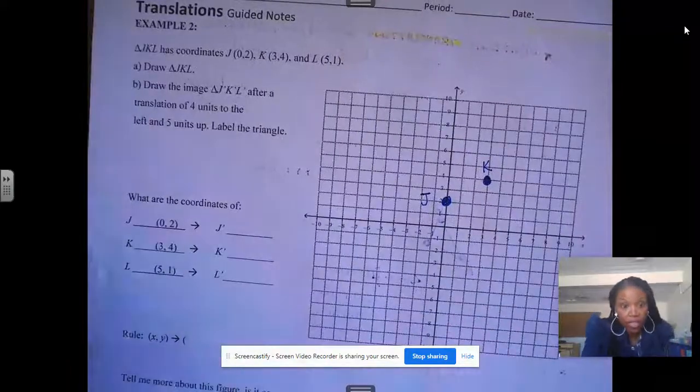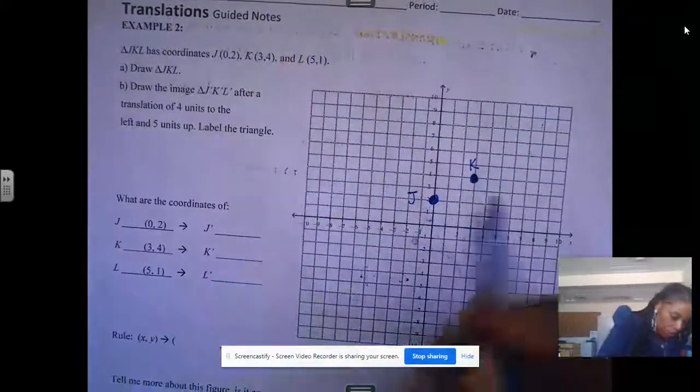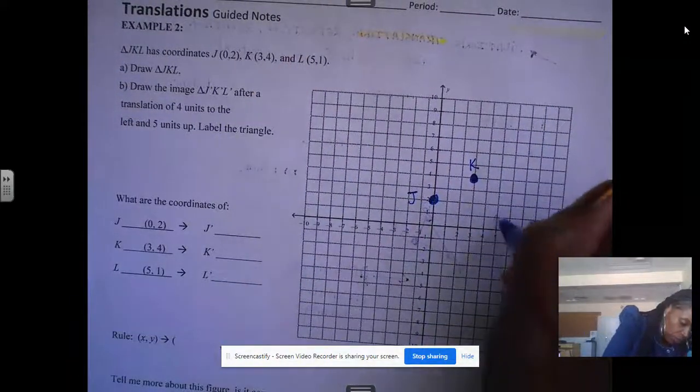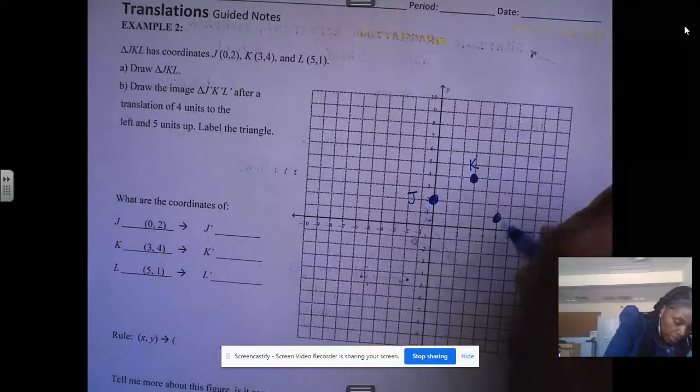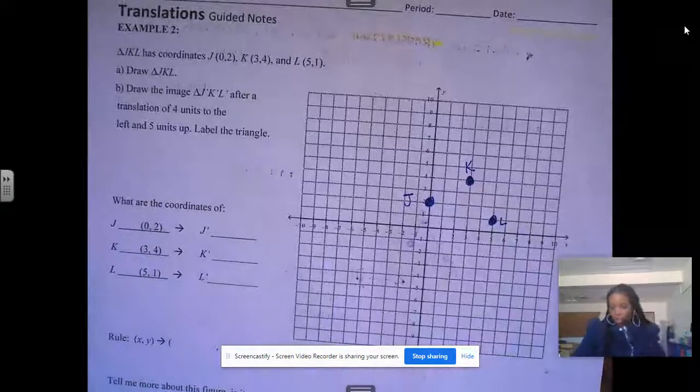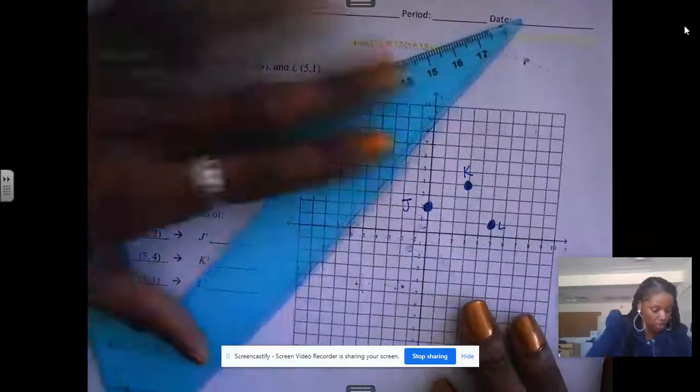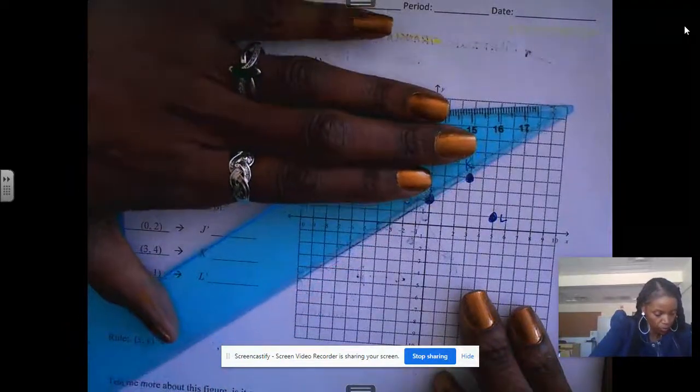Okay? And then 5, 1 is going to be my L. Start at 0, go to 5, and go up to 1. And that's going to be my L. So this is just my image before I've translated. This is just my original.